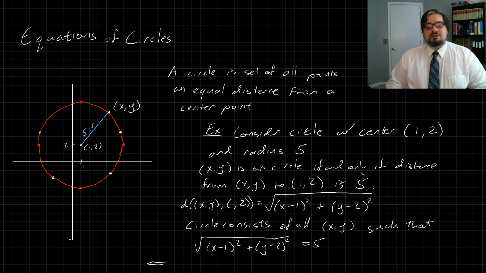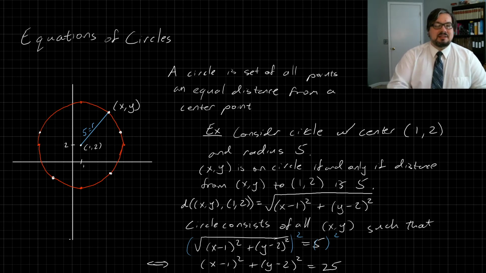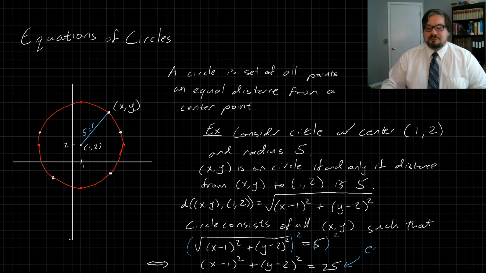Now, in order to make this a little bit easier to work with, what I'm going to do is I'm going to square both sides of this. And that's not actually going to change the solution set to the equation at all. So we're going to get (x minus 1) squared plus (y minus 2) squared equals 25. And this is the equation of the circle.